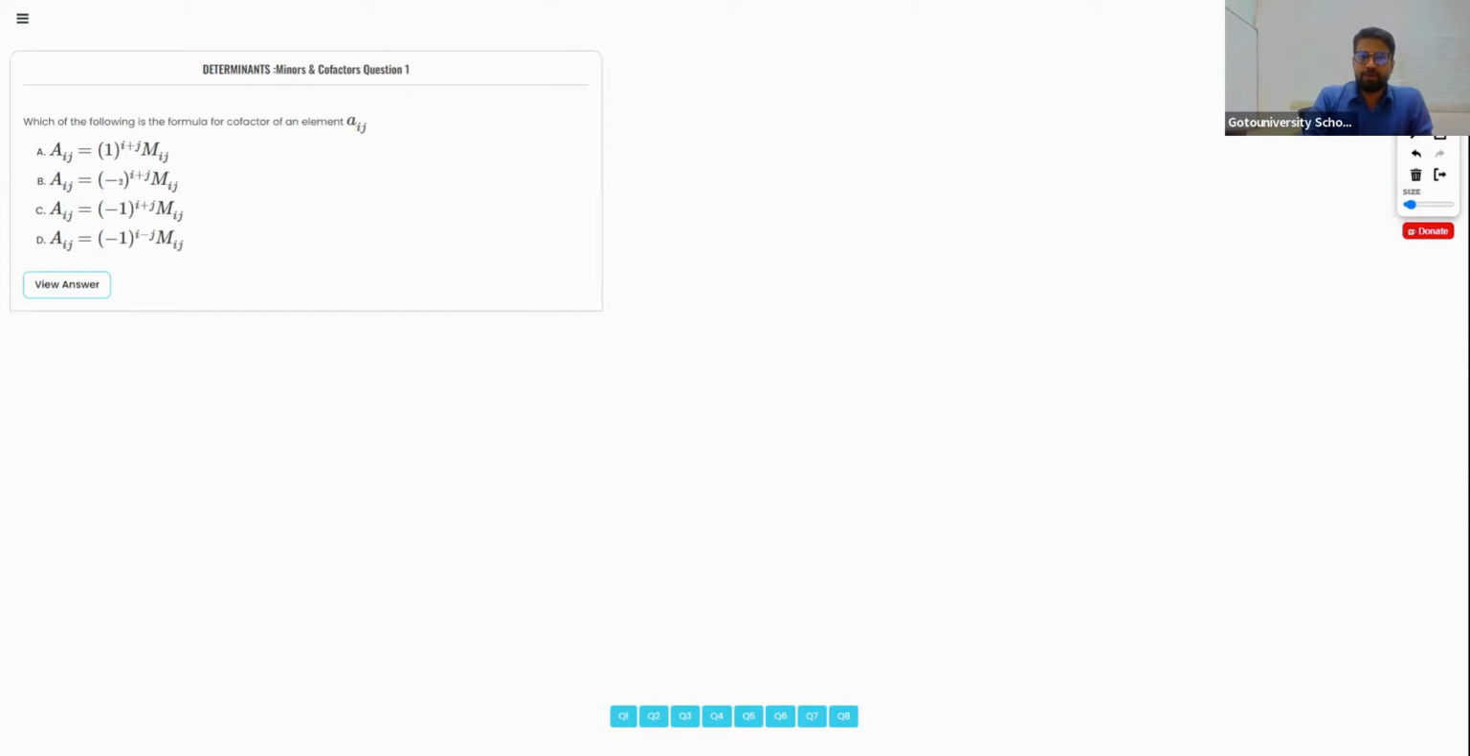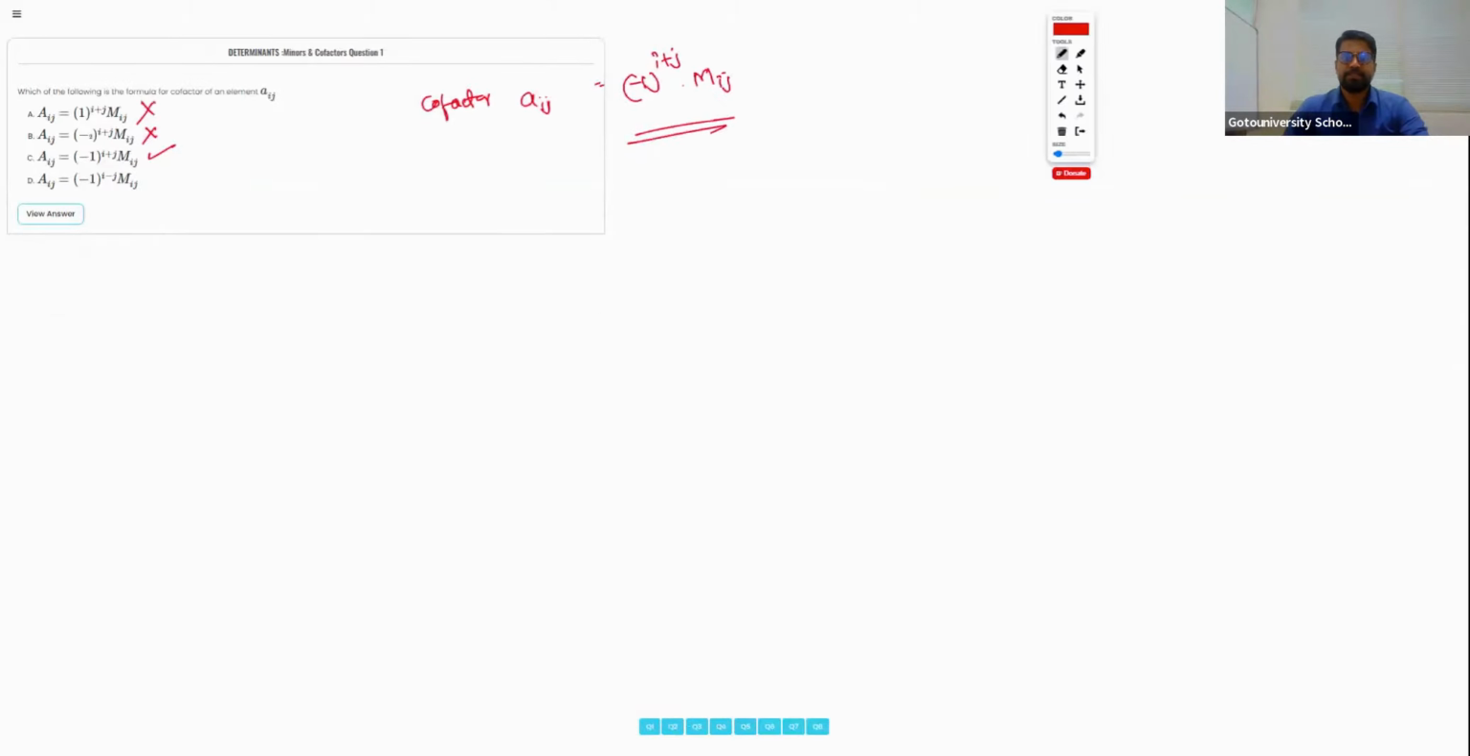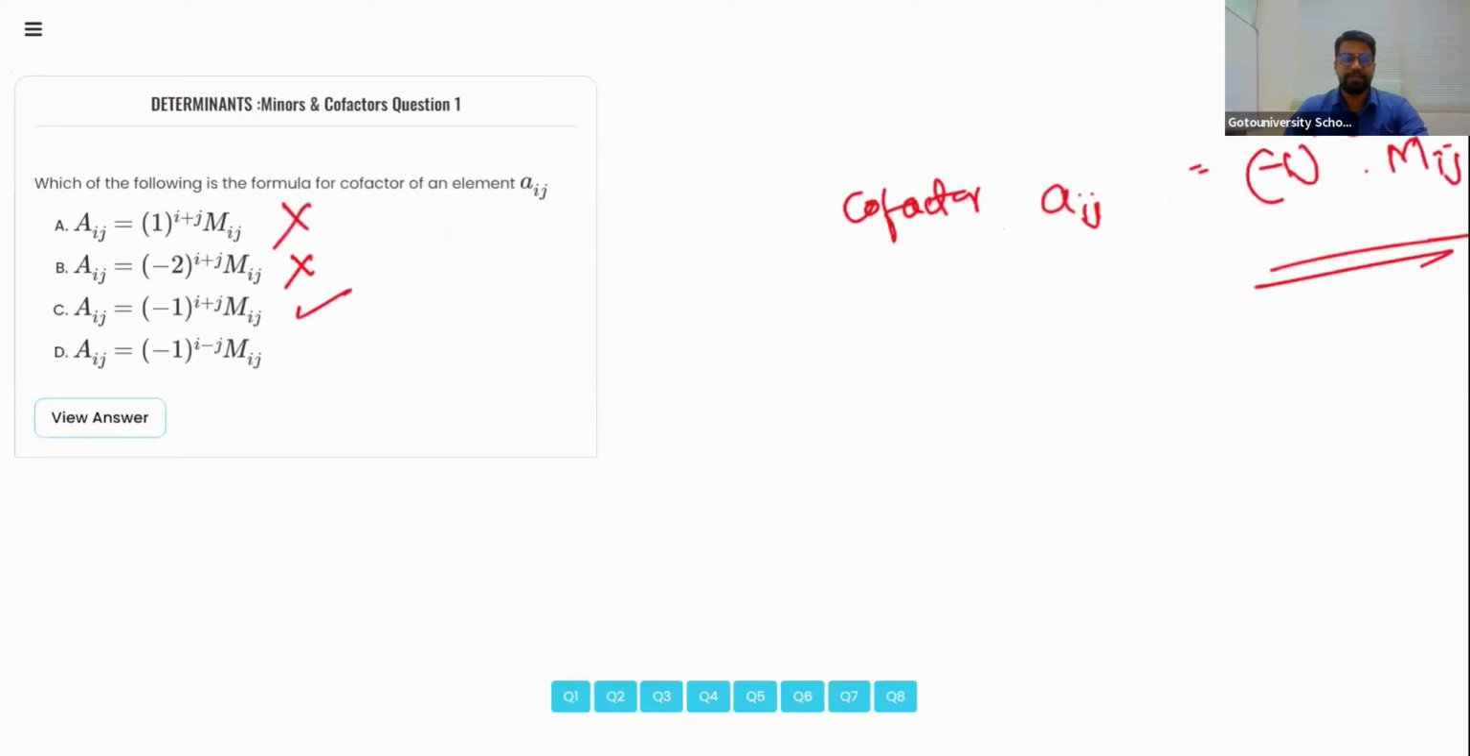And this is the formula for cofactor of Aij. I told you cofactor of Aij will be nothing but minus 1 power i plus j into the minor of that element Mij. So which option is it? Is it option A? There is no minus 1, right? Option B has minus 2. No. Option C has, yes, that's the answer. Option C is the right answer. Is it clear? Yes. So let's go to the next question.